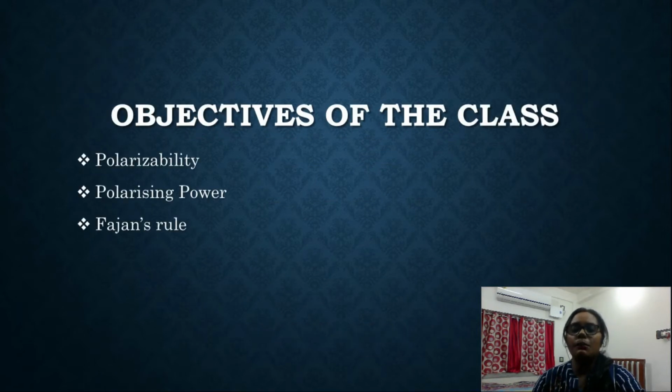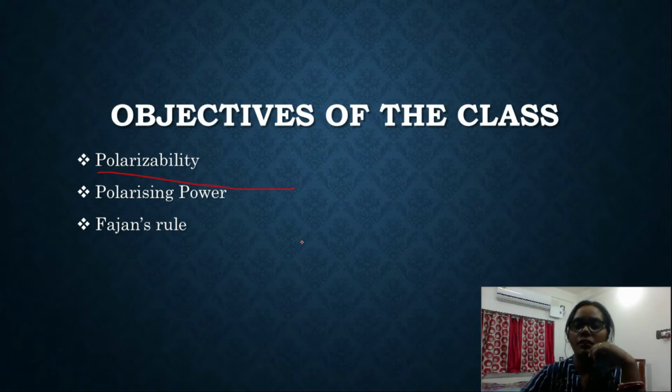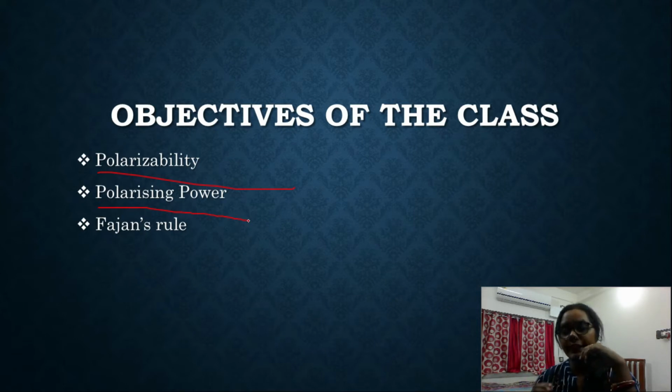Now these are some of the objectives of today's class. We will discuss polarizability. What do you mean by polarizability? What is the importance of polarizability? That we will discuss. Now, polarizing power. What do you mean by polarizing power? What is the utility of polarizing power? That we will also discuss. And at last we will discuss Fajans' rule, and that is very important.